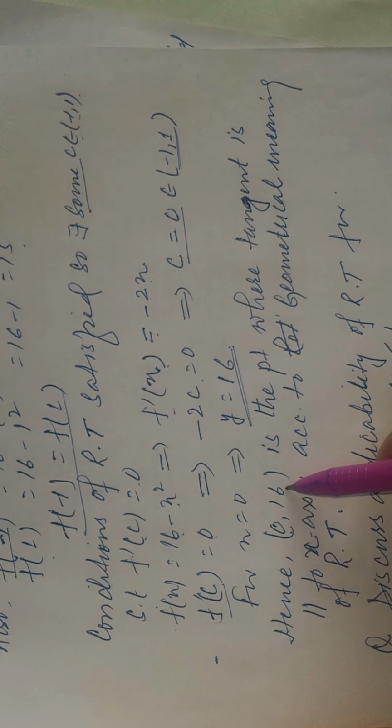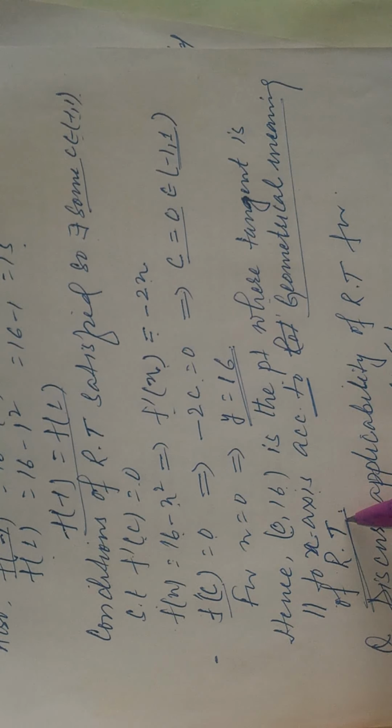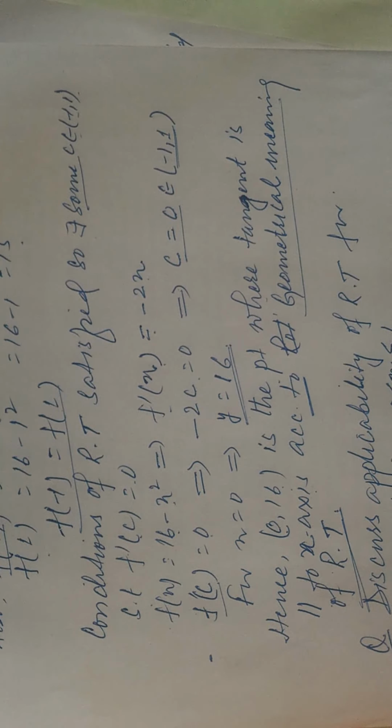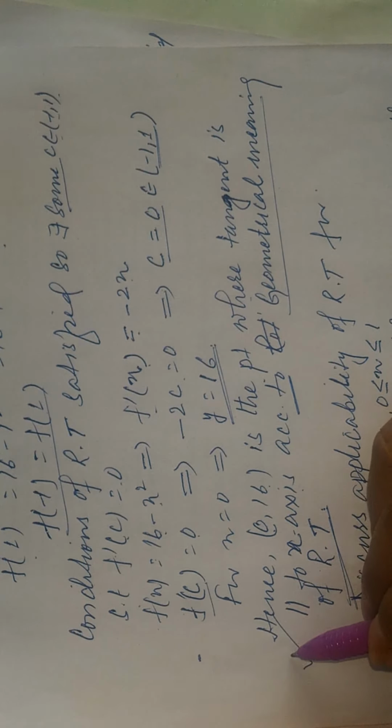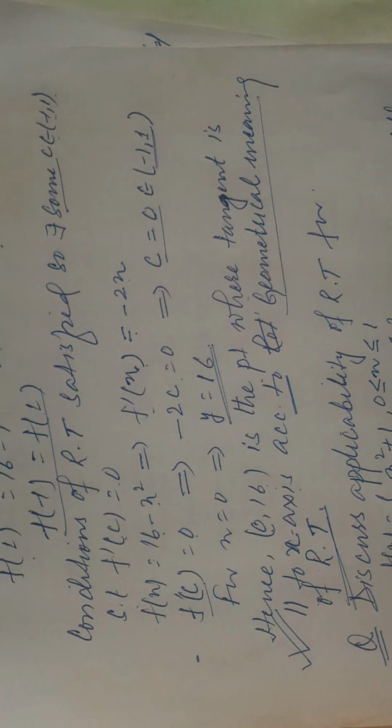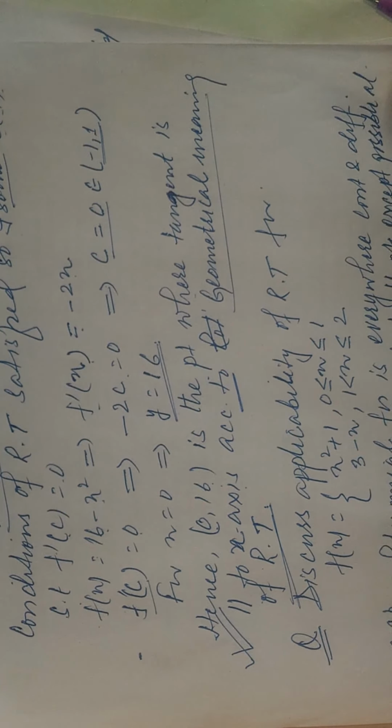So what we find is that (0, 16) is the point where the tangent is parallel to the x-axis, according to the geometrical meaning of Rolle's theorem. Rolle's theorem says that there is a point where the tangent is parallel to the x-axis if the conditions of Rolle's theorem are satisfied. So this is how we can use Rolle's theorem to find a point where the tangent is parallel to the x-axis. In fact, in all such questions we find c, or the x coordinate, where the tangent is parallel to the x-axis.